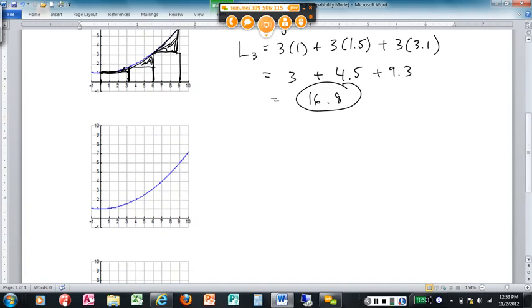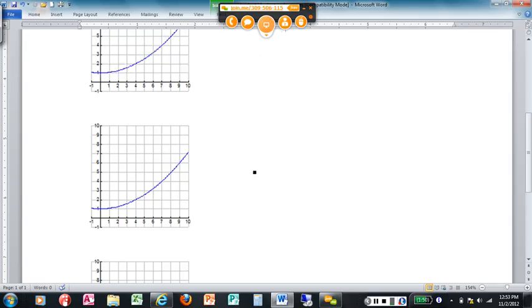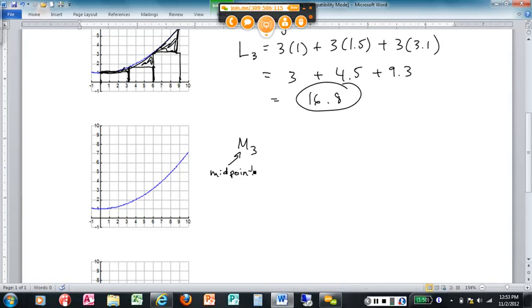Let's do M3. Let's get this area under the curve using M3. Any thoughts what that might be? Midpoints, yes. So M3 represents using midpoints. 3 rectangles, but using midpoints. So again, I'm going from 0 to 9, but I'm going to use midpoints. So 0, 3, 6, 9 are my breakup of my subintervals. But if I go at the midpoints, here's what happens.